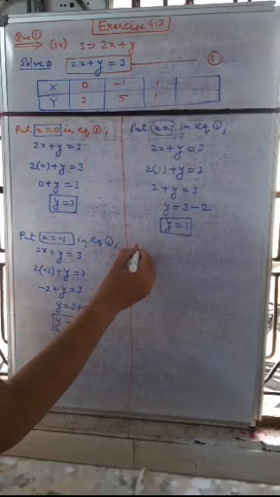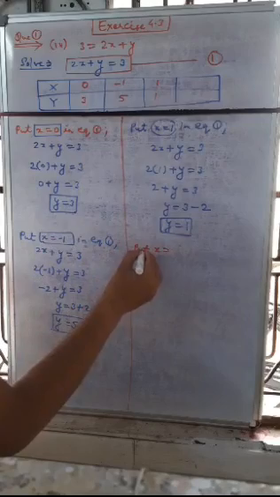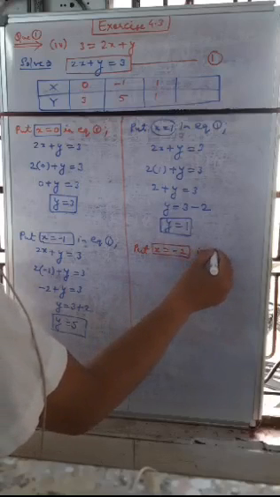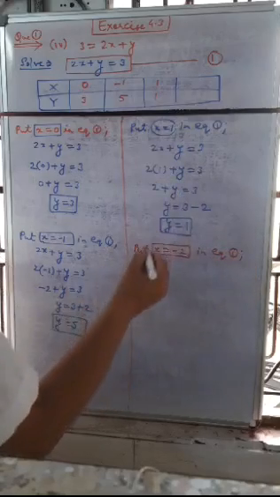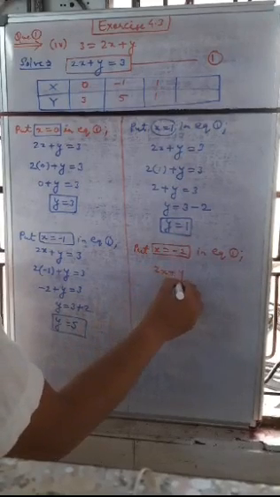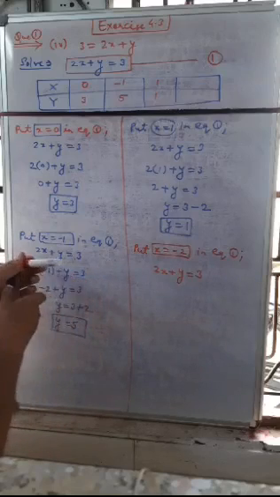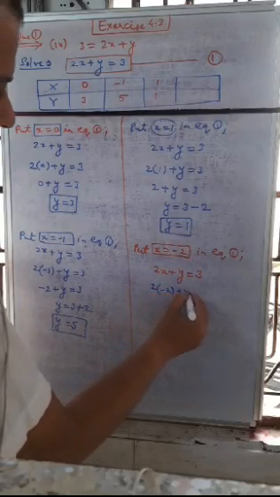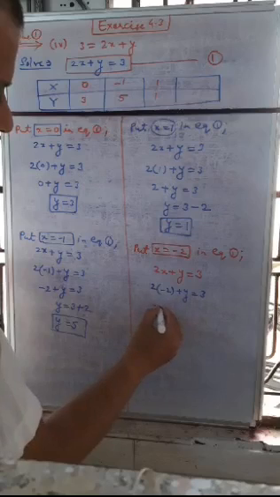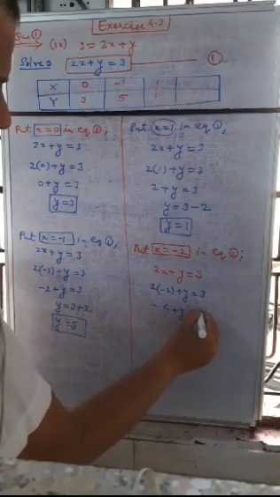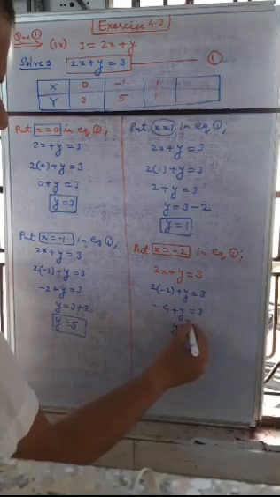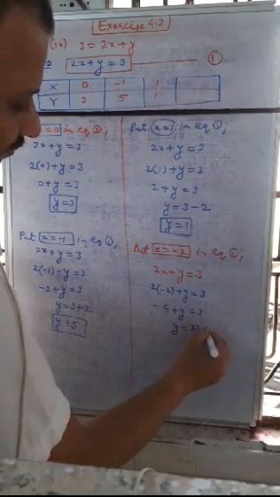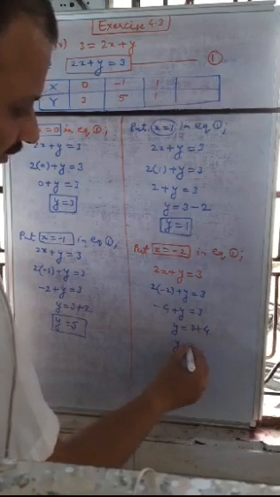Now the last one, put x is equal to minus 2 in equation 1. So here we are putting 2x plus y is equal to 3. So put here 2 into minus 2 plus y is equal to 3. So 2 twos are 4, minus 4 plus y is equal to 3. So y is equal to 3, transfer minus 4 to the right hand side. So it will become plus 4. So y is equal to 7.